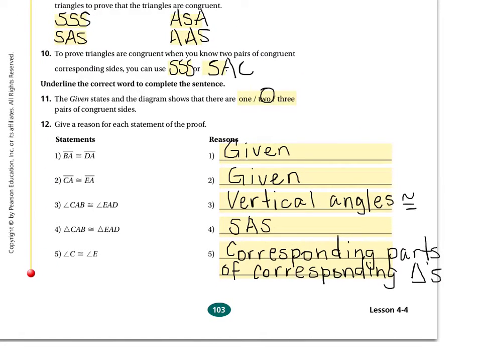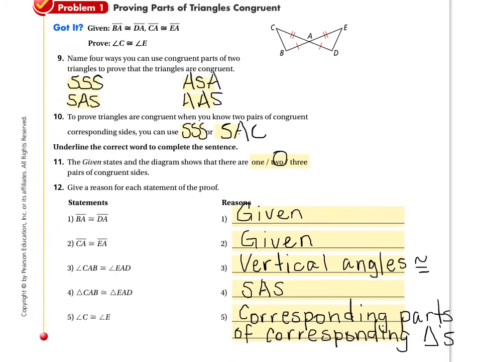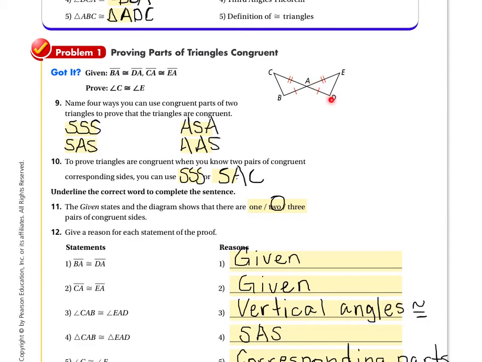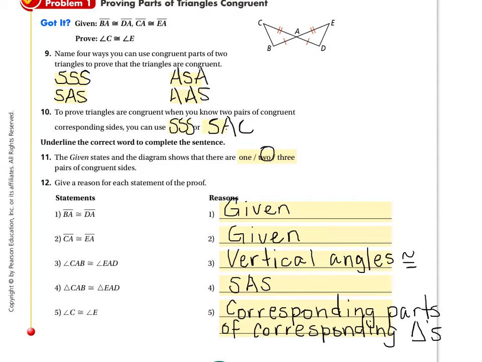Now the given statement tells us that there are 2 pairs of congruent sides. So on number 12, you can see where I came up with the given statement on the 2 pairs of congruent sides. Also, angle CAB and angle EAD, these angles right here, are vertical angles. Since we have a pair of angles and a pair of sides, we can use our side-angle-side theorem, and that proves those triangles are congruent. And since those are congruent triangles, we know that these 2 angles are congruent because they're corresponding parts of congruent triangles.